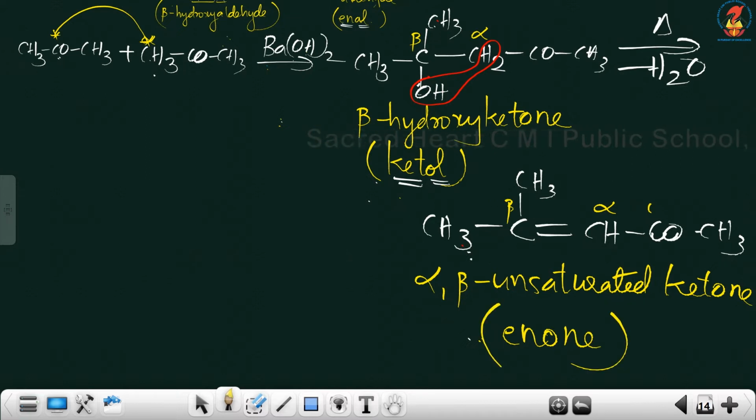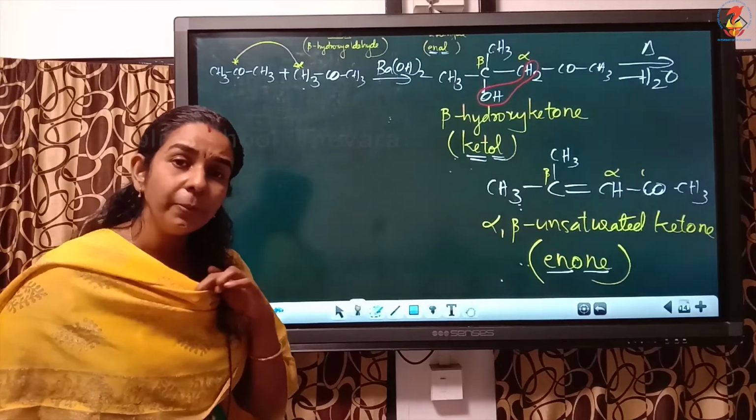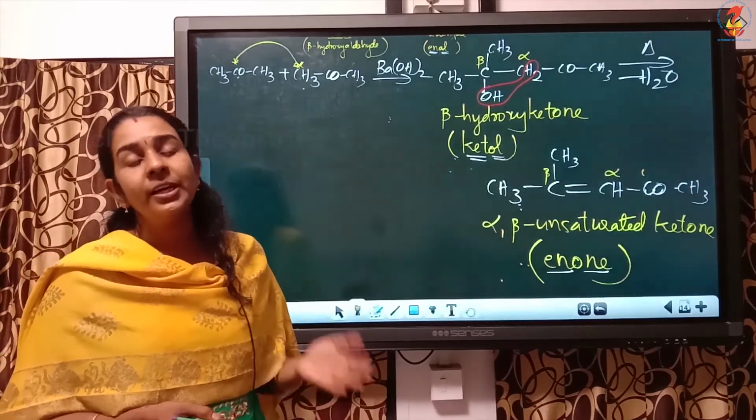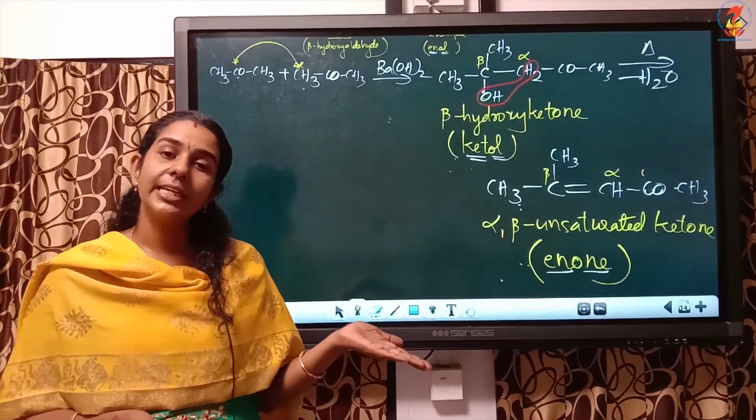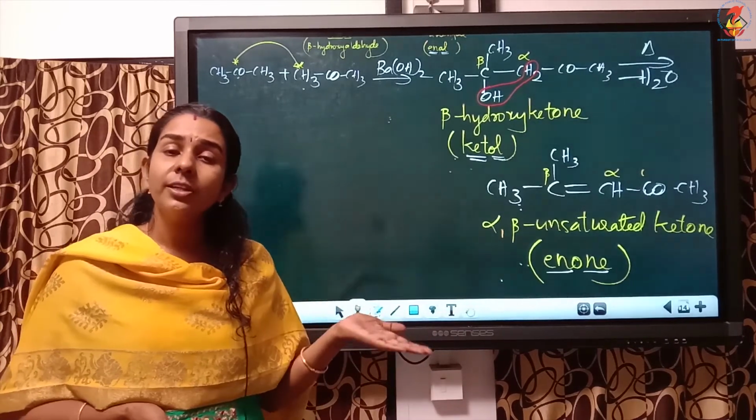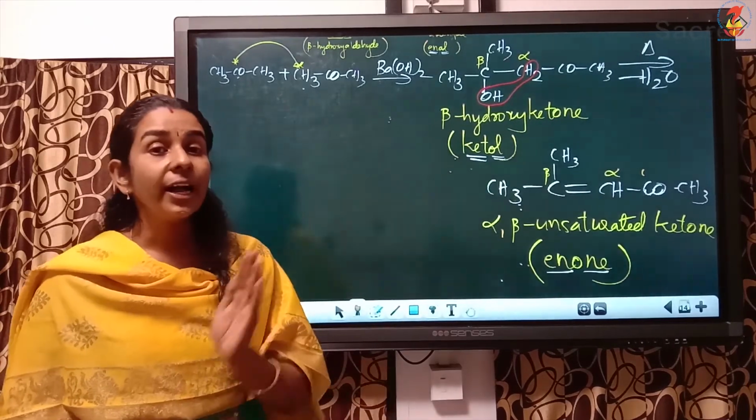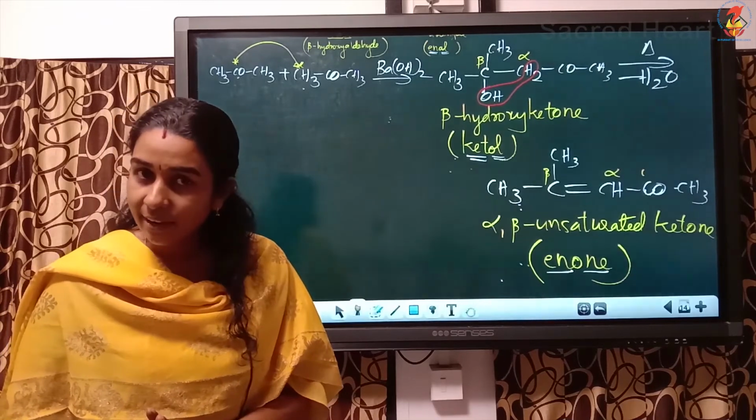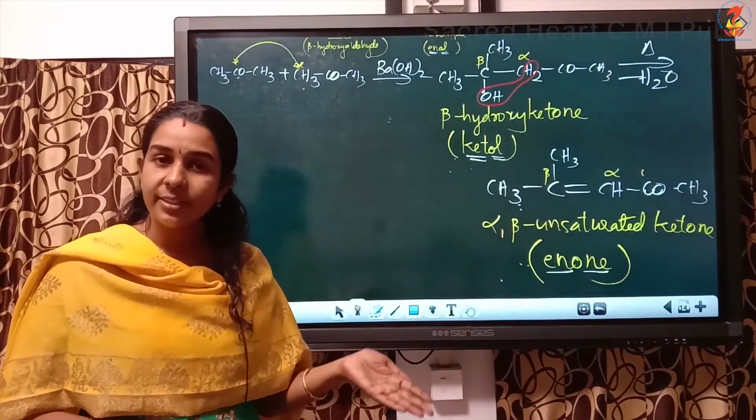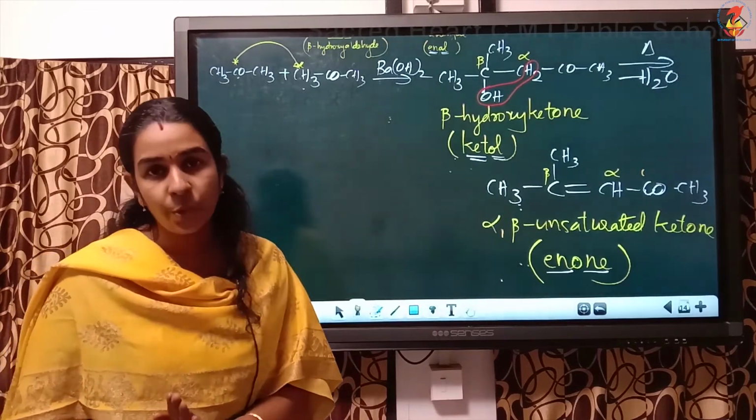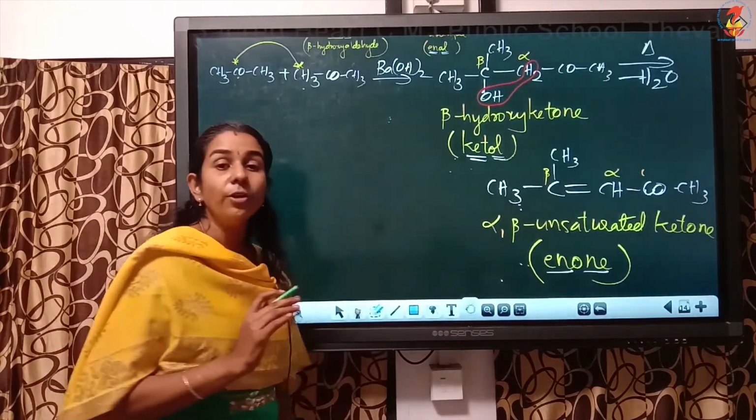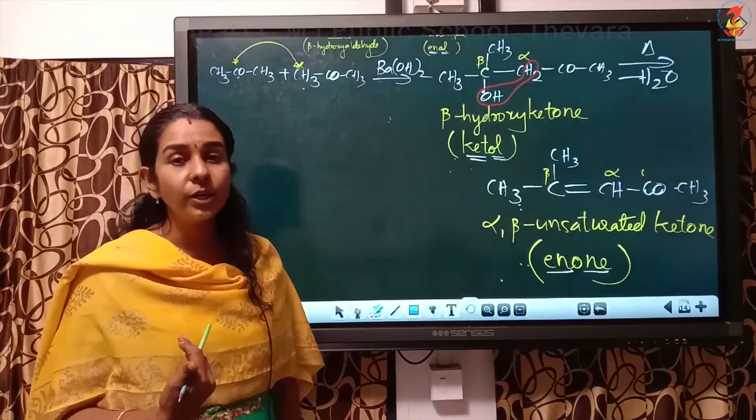enone. What is enone? From the name itself it is clear. En means containing double bond, one means it is keto group. So containing keto group and double bond is enone. Containing aldehyde group and double bond is enal. So if an aldehyde is undergoing aldol condensation, the final condensation product is enal. If a ketone is undergoing condensation, the final product will be enone. Okay. So all of you note down what is the tip to write the aldol condensation product.